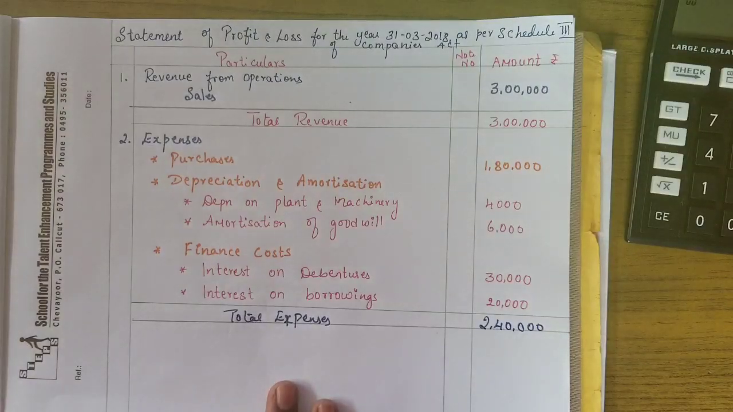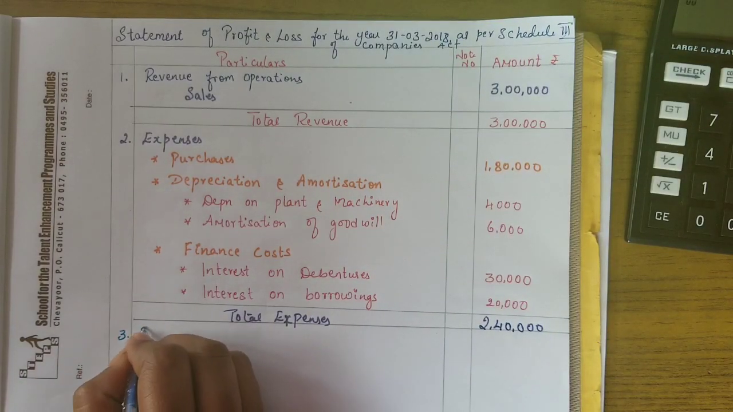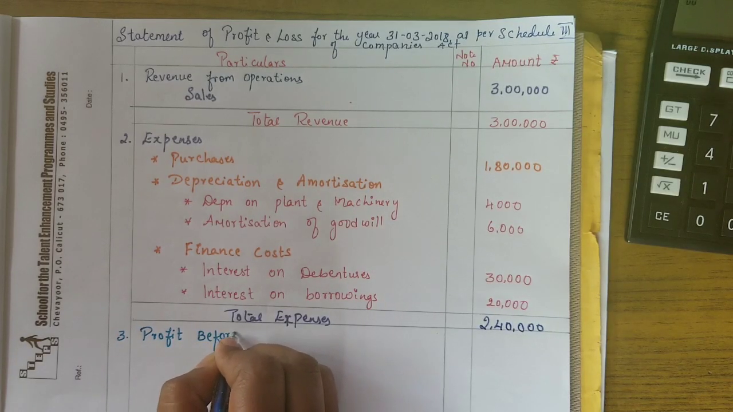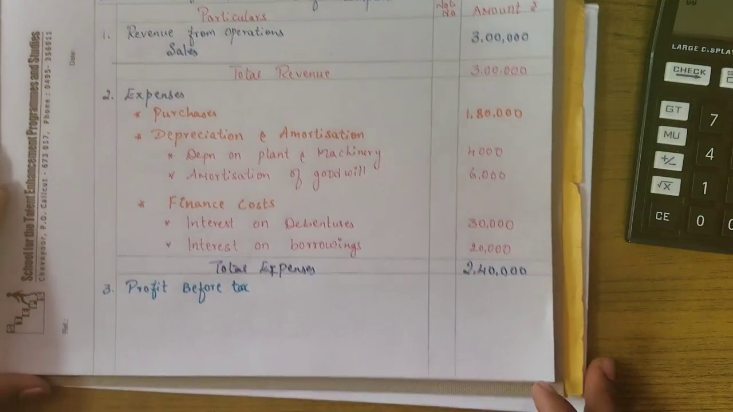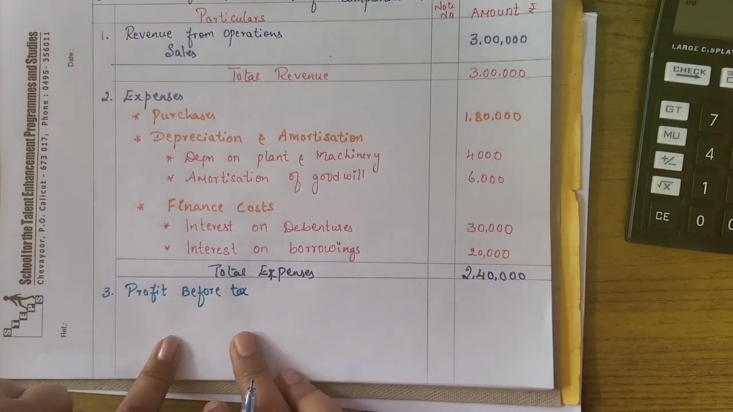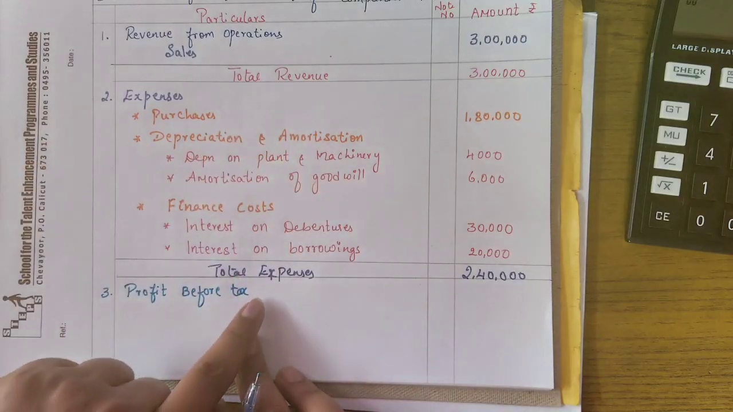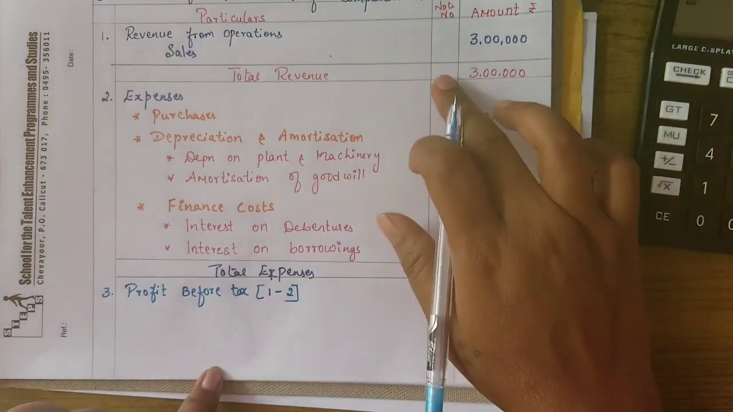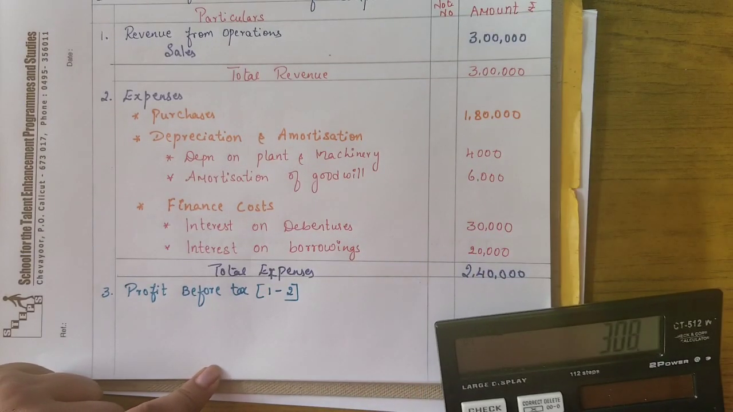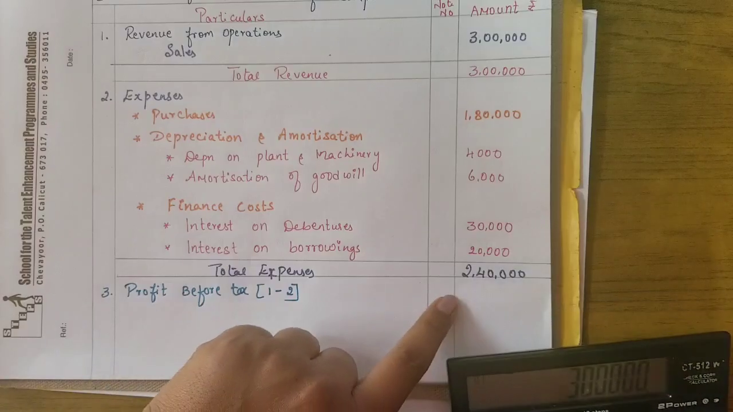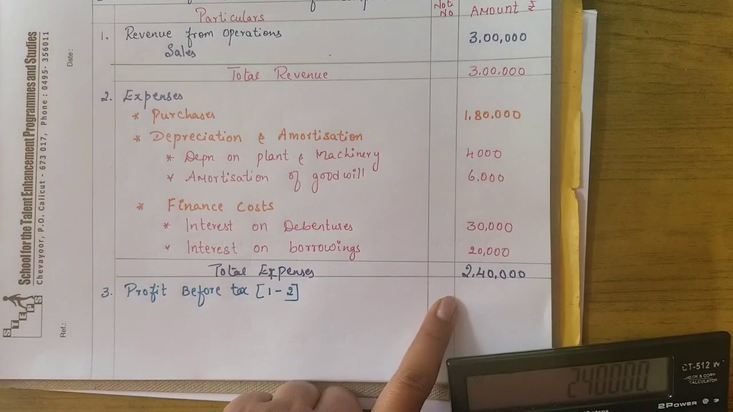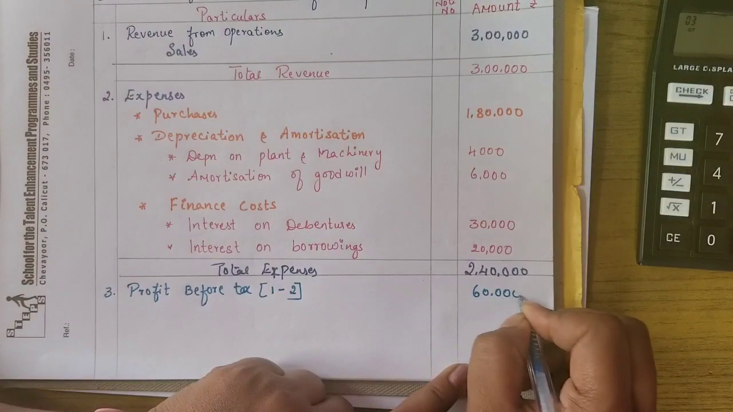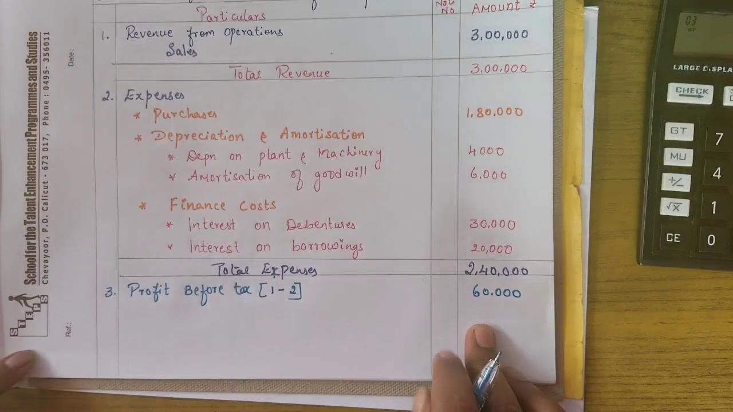The next step, we are moving on to the calculation of taxes. We need to find out profit before tax. How do you find profit before tax? We take total revenue and total expenses, in the bracket I am writing 1 minus 2. Total revenue is 3 lakhs minus total expenses 2,40,000. So the remaining 60,000 is the profit before tax.